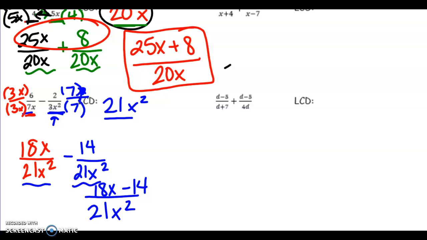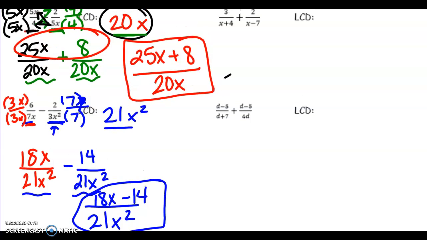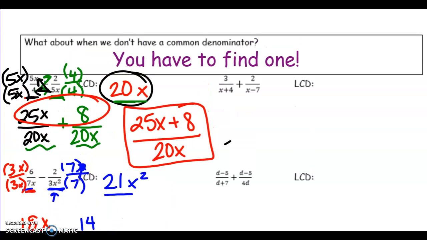Now, I can take a 3 out of some, I can take a 2 out of some, but I can't take the same number out of all of them. So that's going to be my final answer. Okay. I guess you could factor out a 2 on the top, but that's not super necessary.